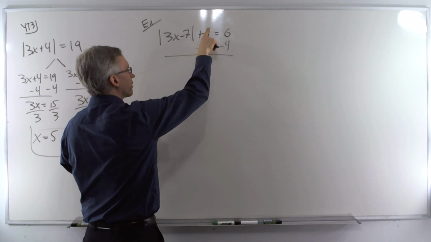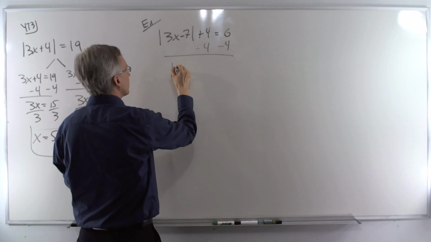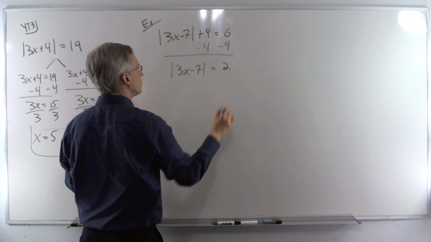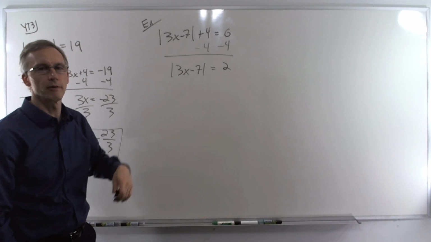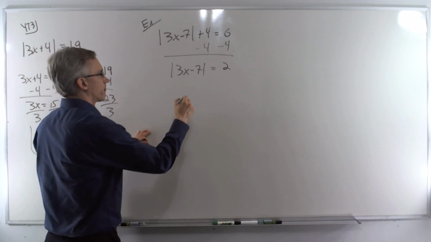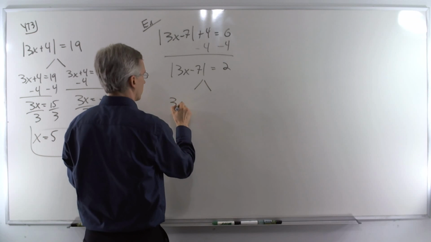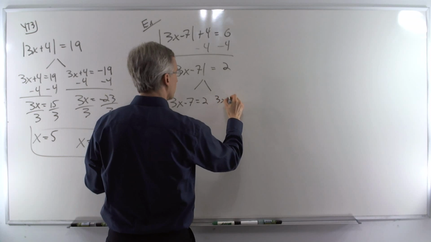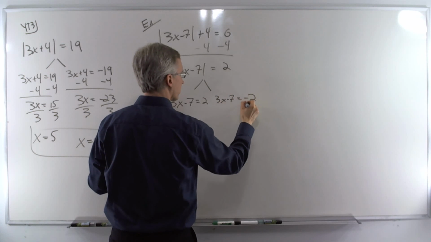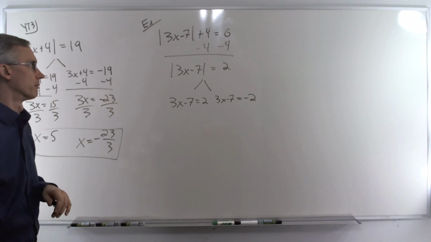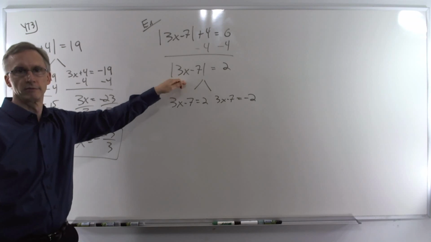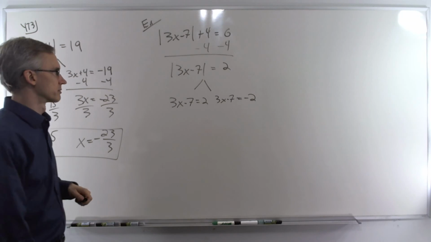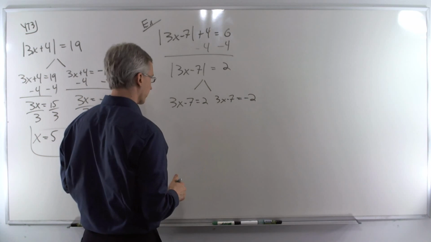It means we need to get rid of this 4, so let's subtract 4 from each side. So absolute value of 3x minus 7 equals 2. And now that we have the absolute value by itself, now we can split it up. 3x minus 7 equals 2, and 3x minus 7 equals the opposite, or negative 2. Don't make this side negative. That's another mistake I see. Just make sure the opposite side is what you turn negative.